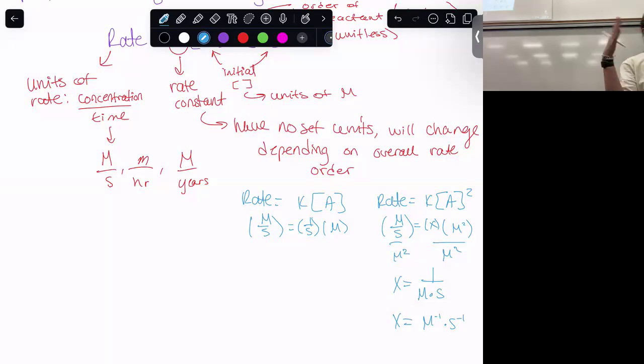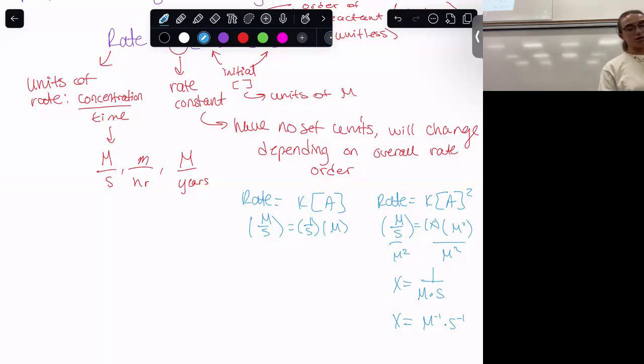Okay, so once you get above the first order, then your molarity starts becoming a part of your denominator, because you need to negate anything that you're multiplying together in order to get to the units of K. By just saying it's M to the negative 1 times s to the negative 1, we know that's an overall second order reaction.